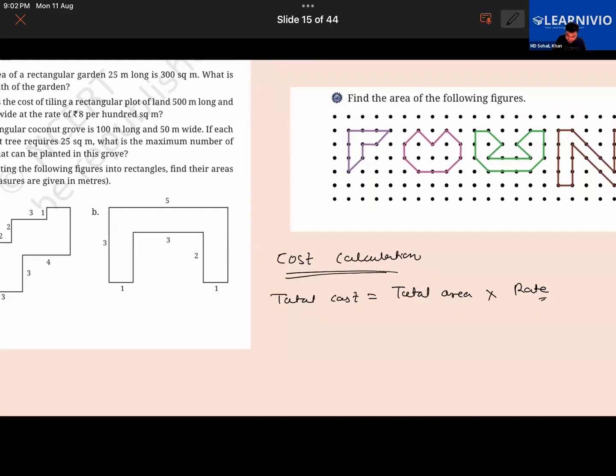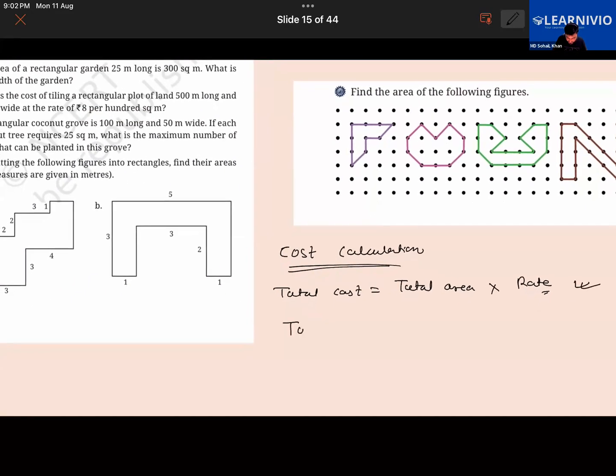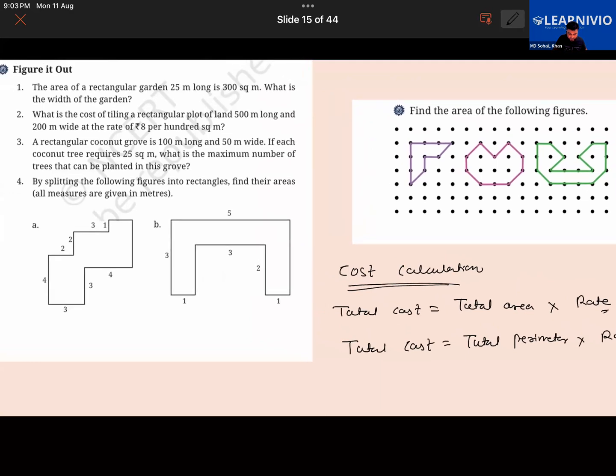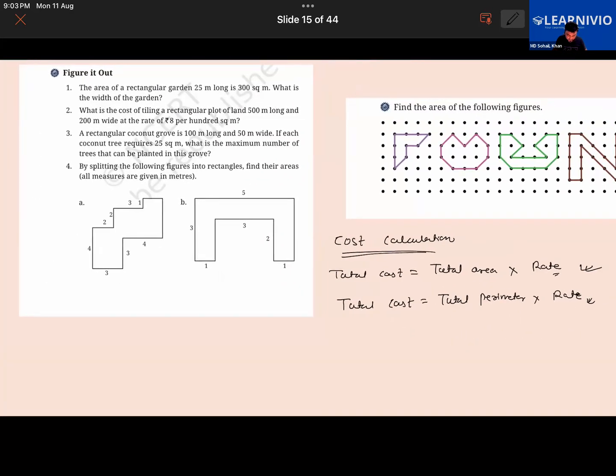Or suppose if it's perimeter that is given in the question, suppose fencing has to be done around a garden or a playground. Then how will you calculate the total cost of fencing if the rate is given? First you will find the total length of the boundary, that is the perimeter simply. Then you will multiply it with the rate. So these two formulas you have to keep in mind while solving questions from this one. Is that clear? Yes, sir.